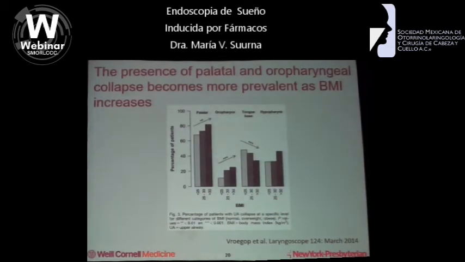Then they looked at the correlation between different physiologic parameters, such as what happens to people as their BMI increases. You can see that with the increase in BMI, palatal collapse and oropharyngeal collapse become more prevalent as opposed to base of tongue. People who have predominantly base of tongue obstruction during sleep are lower weight, not necessarily higher weight. So the increase in BMI is more associated with palatal and oropharyngeal obstructions.